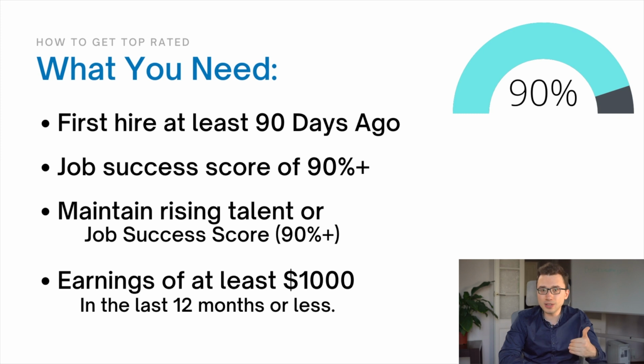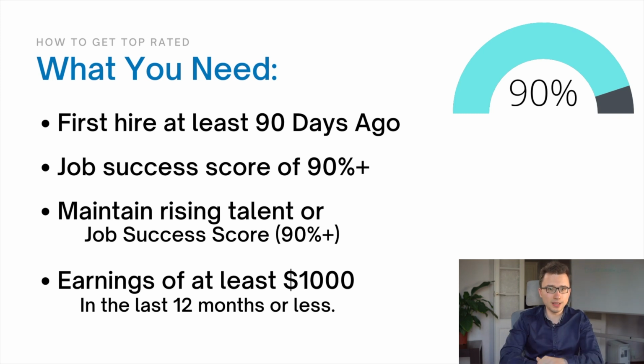Now, what I'm going to tell you is actually, you need to get a 100% success rate. 90% is good enough for the top rated badge, but it's not really what clients are looking for. Clients want a 100% success rate. That looks way better in your profile. So the next thing you need is to maintain a rising talent or 90% plus success score on your profile for 13 of the last 16 weeks. So I recommend just getting the 100% success rate on your profile and maintaining it for 13 weeks. If you can, maintain at least the rising talent status.